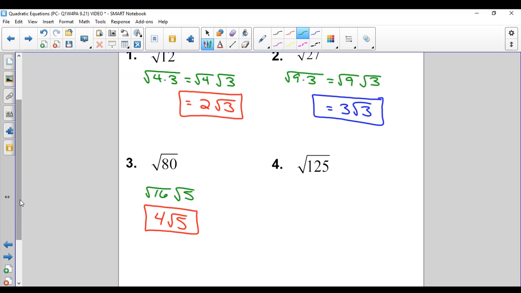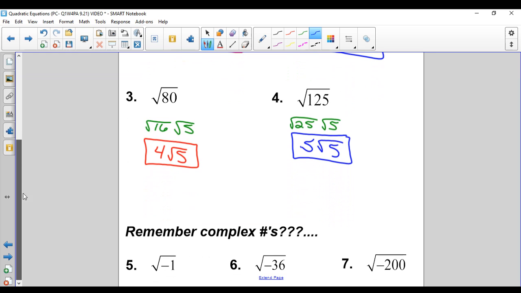Same deal here with 125. We would split it up: square root of 25 times the square root of 5. Square root of 25 is 5. Square root of 5 stays. So we have that. We have positive numbers there. Those are irrational.